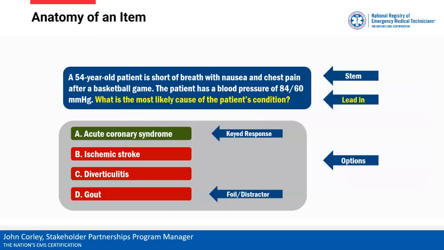Here's the anatomy of an item. Here at the top, you see that stem. In this particular test question, you have a 54-year-old patient short of breath with nausea, chest pain after a basketball game. The patient has a blood pressure of 84/60. What's the most likely cause of this patient's condition, right? So at the top, you have a stem. I refer to this thing down at the bottom as a lead-in. That's basically the prompt. And then down at the bottom, you have your options. You have your keyed response here in green, and then the foils or distractors are your incorrect answers. And this is a classic multiple choice question.